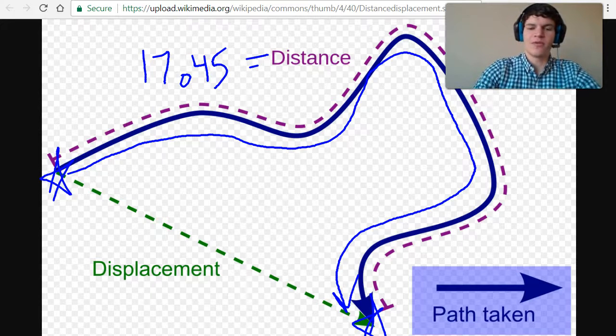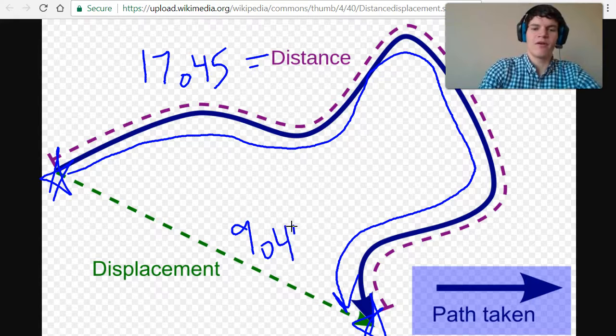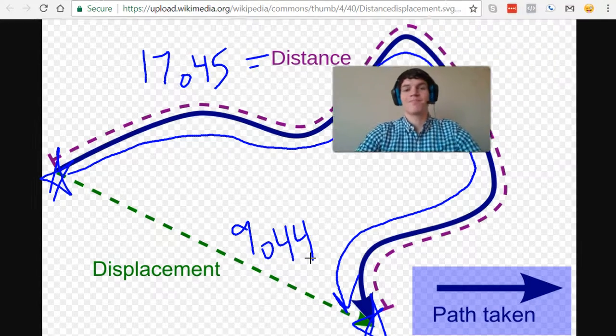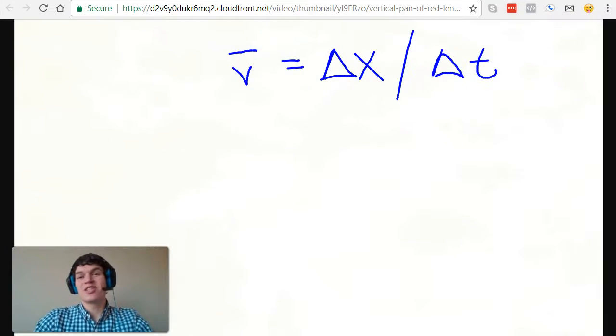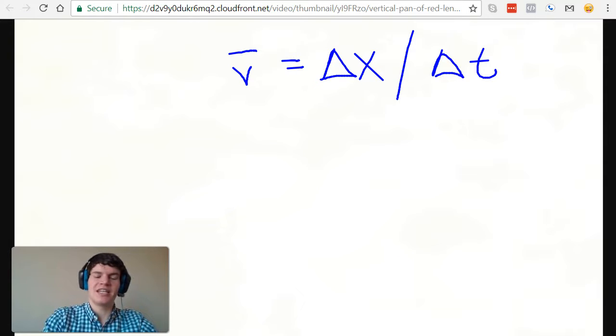Whereas the displacement is the distance between where Johnny started from, which would be right here, and where he ended up, which would be right over here. And the problem told us that that was 9.44 miles. Now that we understand the difference between distance and displacement, we're ready to approach this question. We're solving for average velocity, and the average velocity equation is seen here.